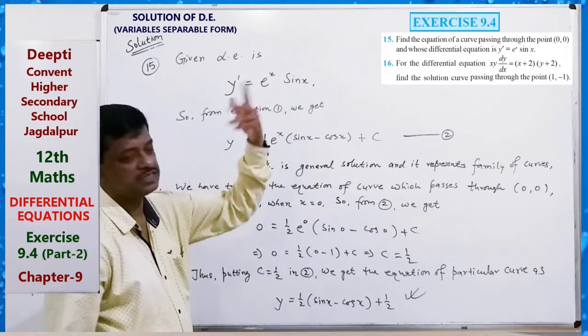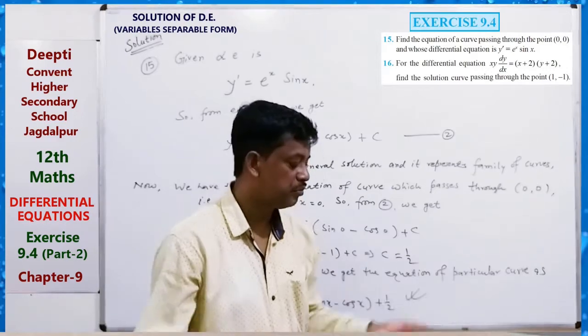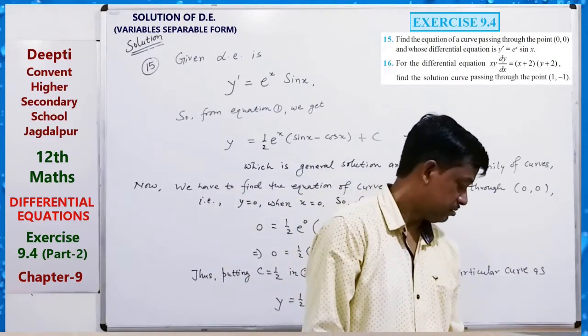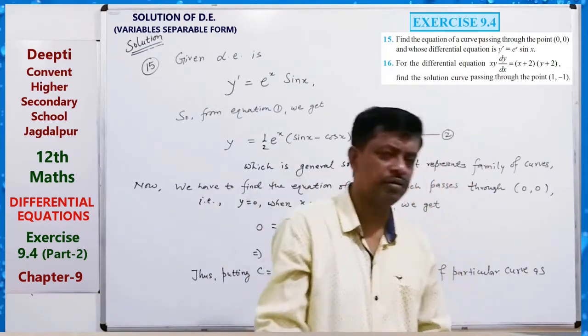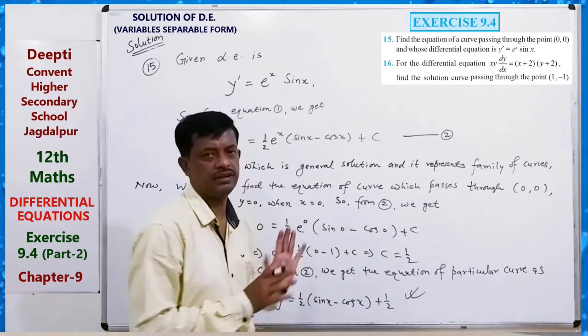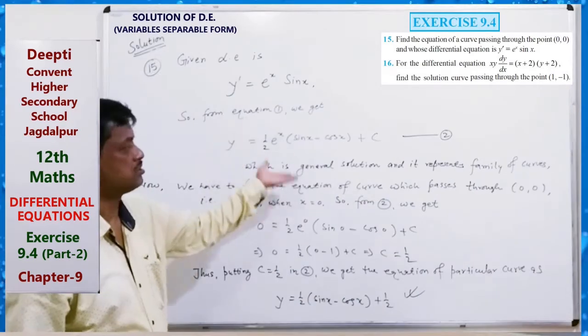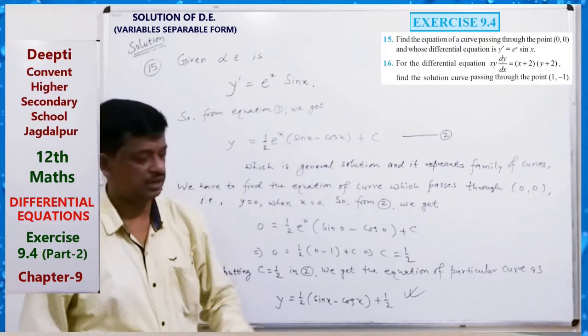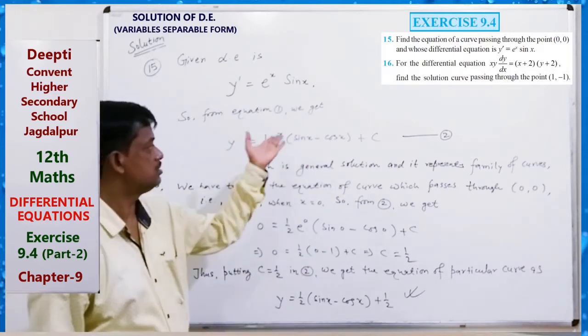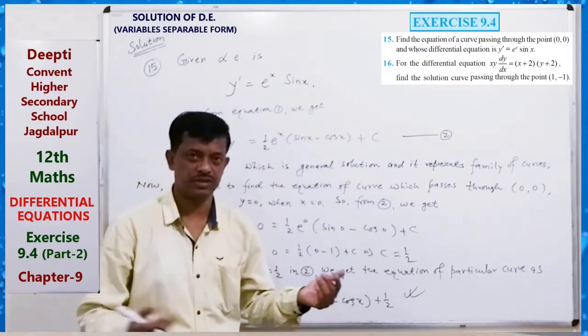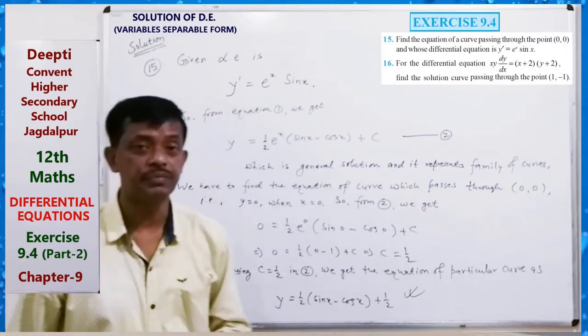So this type of condition is also given, passing through some point, or in other form a condition will be given, and you have to find the constant after finding the general solution, and then put the value of the constant in the general solution. That will be the particular solution. Okay, so this is the solution of 15.